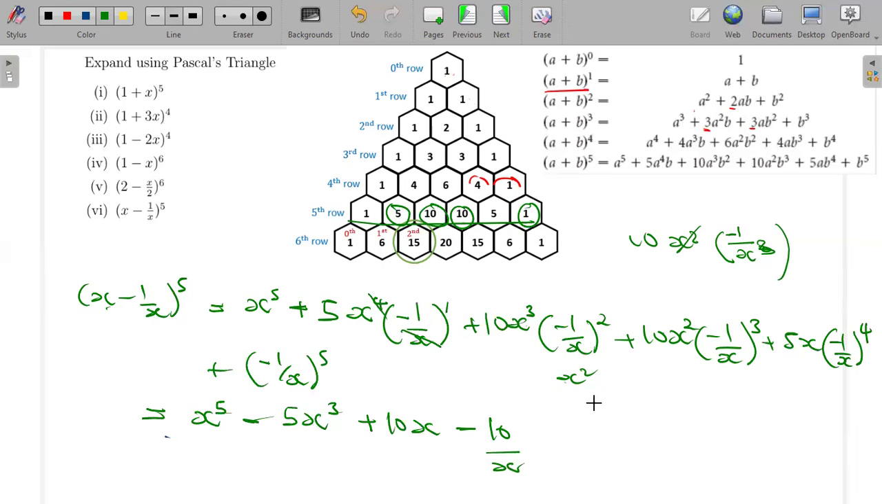Okay, then the next is going to be, that is 5, and then to the power of 4, so 1, so that is going to be just over x to the power 3. So you get x to the power 3. Then the last one is odd, so that's negative. Then you have 1 over x to the power 5. Okay, just like that, you would have expanded using Pascal's triangle. Well, now there is an alternative, of course, to this Pascal's triangle.